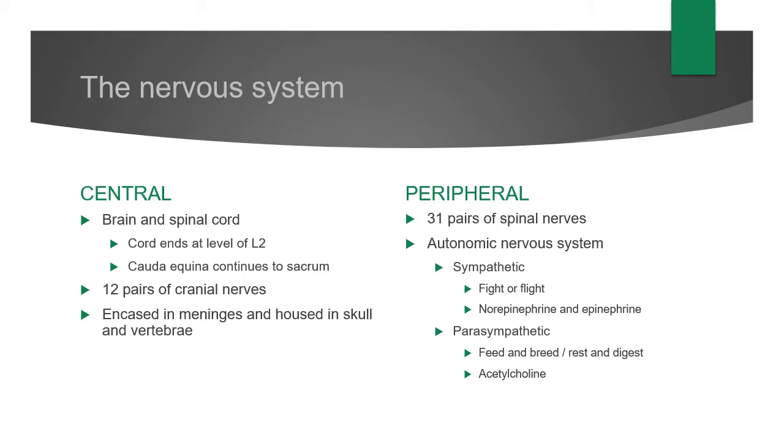The autonomic nervous system is then further divided into the sympathetic and parasympathetic. The sympathetic nervous system is referred to as the fight or flight system, and this is mediated by the excitation effects of norepinephrine and epinephrine on adrenergic receptors. The parasympathetic nervous system is often called the rest and digest or feed and breed system, and this is mediated by the effects of acetylcholine on the muscarinic and nicotinic receptors. And acetylcholine is either excitatory or inhibitory, depending on the location of the receptors.